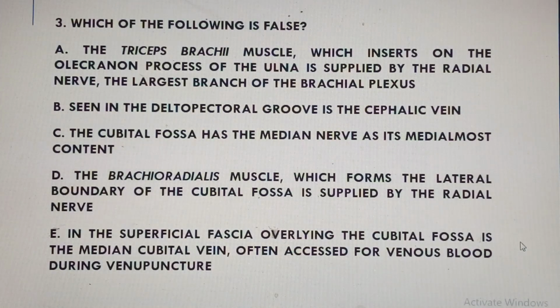Then option E says in the superficial fascia overlying the cubital fossa is the median cubital vein, often accessed for venous blood during venipuncture. Yes, that's a very true statement. So we will see that. So regarding this question, what is happening is that all these statements are correct. All the statements are correct. So let's justify that.